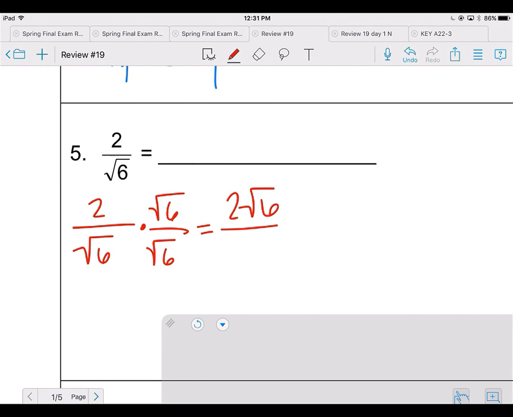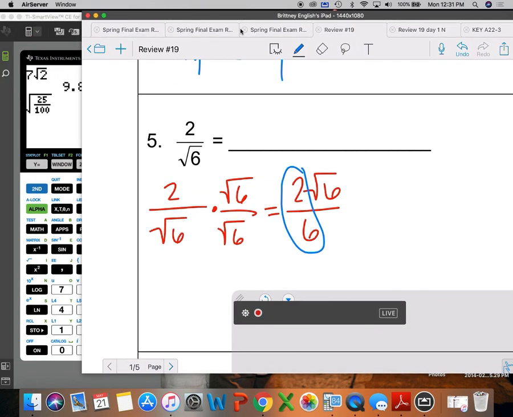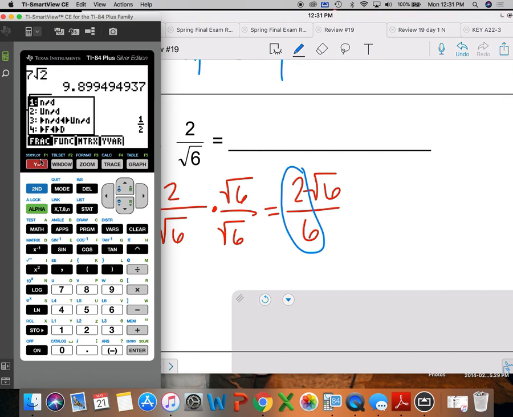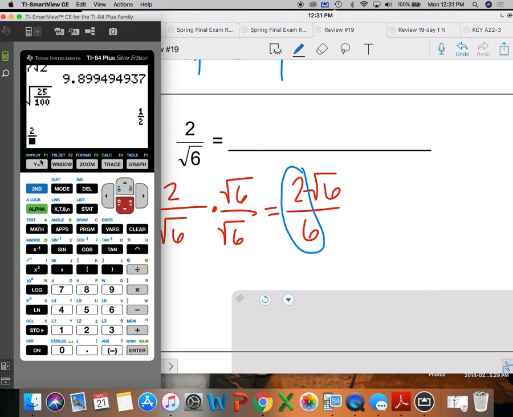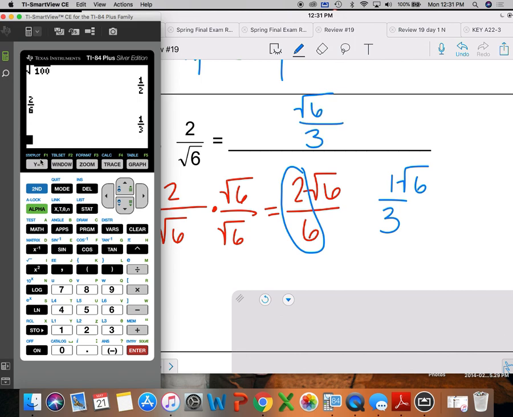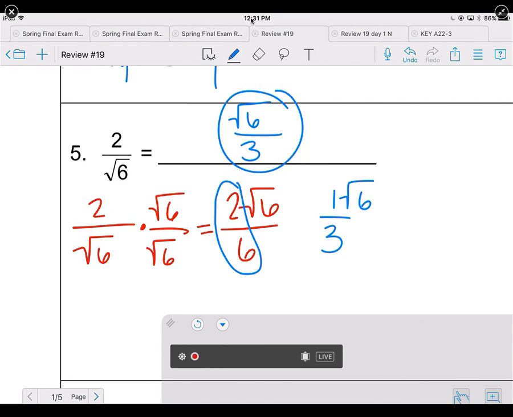On the bottom, a square root times itself cancels out the square root, and you just have the number. So on the top, I have 2 square root 6. On the bottom, I just have 6. Now, 2 over 6 will simplify to a smaller fraction. They are both on the outside of my square root, so I can simplify them. So my answer is the square root of 6 over 3, or 1 square root 6 over 3. Those mean the same thing.